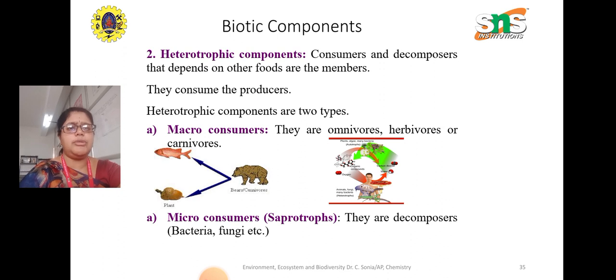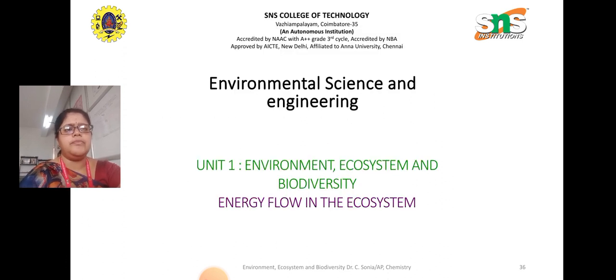They consume the producers. So heterotrophs, they are again of two types, macro consumers and micro consumers. So the omnivores and the herbivores or the carnivores, they all come under the macro consumers. And microorganisms like bacteria and fungi, they come under the micro consumers. And also they are called as the decomposers.